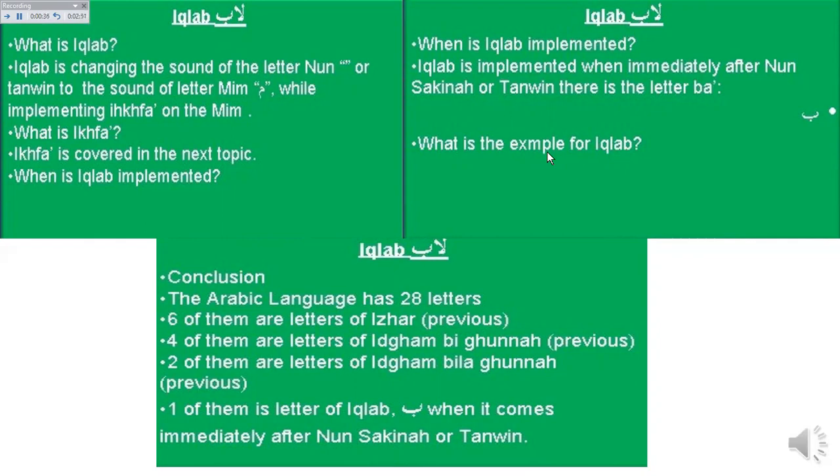When is Iqlab implemented? Iqlab is implemented when immediately after Noon Sakina or Noon Tanween there is the letter Ba. We change the sound when there is Ba after Noon Sakina or Noon Tanween. The Arabic language has 28 letters, from which 1 letter is of Iqlab and the letter is Ba.